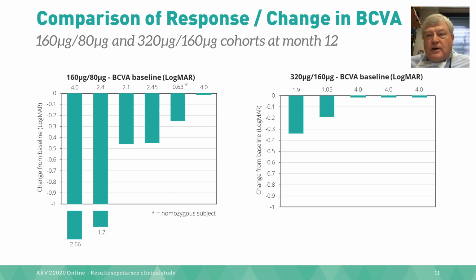Shown here is a waterfall plot of the 160/80 microgram cohort on the left and the 320/160 cohort on the right, ranked in order of the greatest visual acuity improvement. The starting visual acuity in logMAR is shown at the top of each subject's column, and the final acuity is shown at the bottom. These results suggest that the 320/160 dose does not result in better visual outcomes.